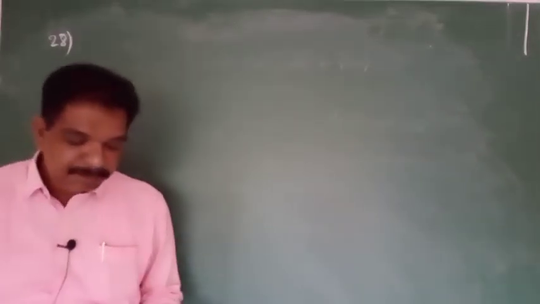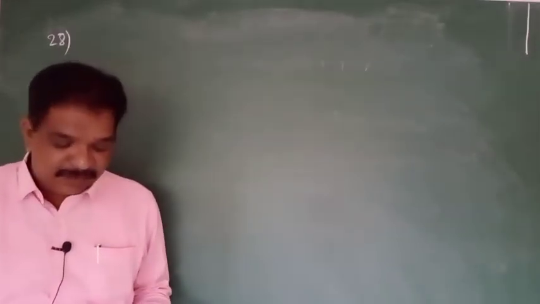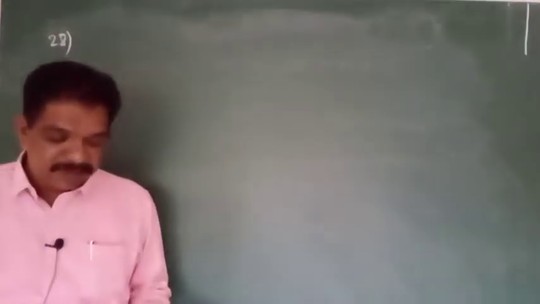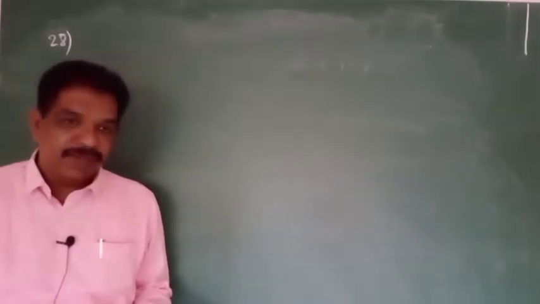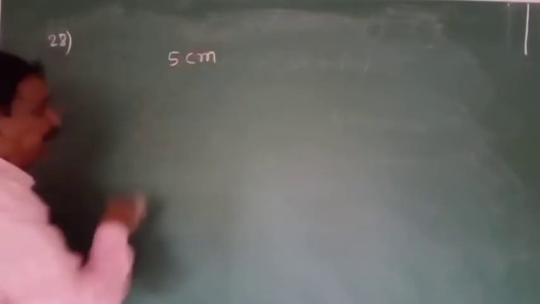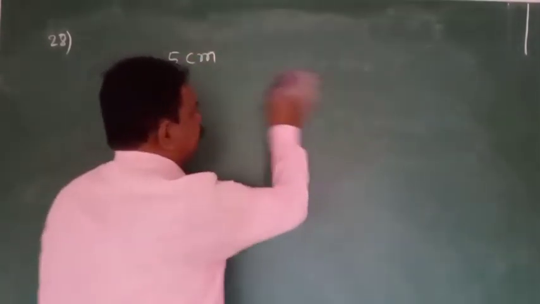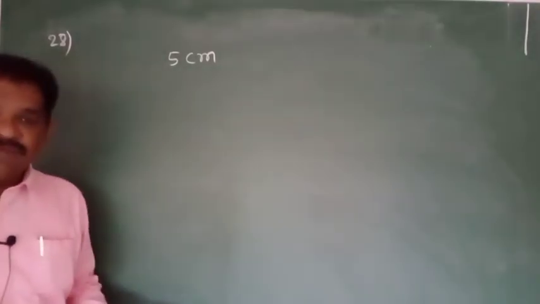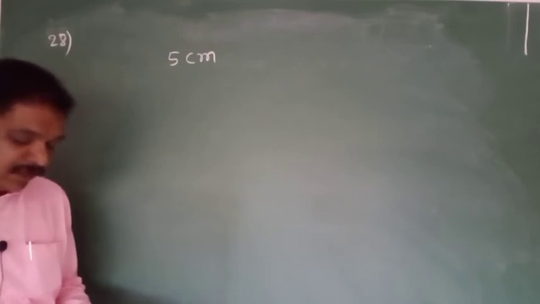What they are mentioning: the mean length of an object is 5 centimeter. Which of the following measurements is most accurate? The length of an object is 5 centimeter. One object length is 5 centimeter. We measured that length 4 times.